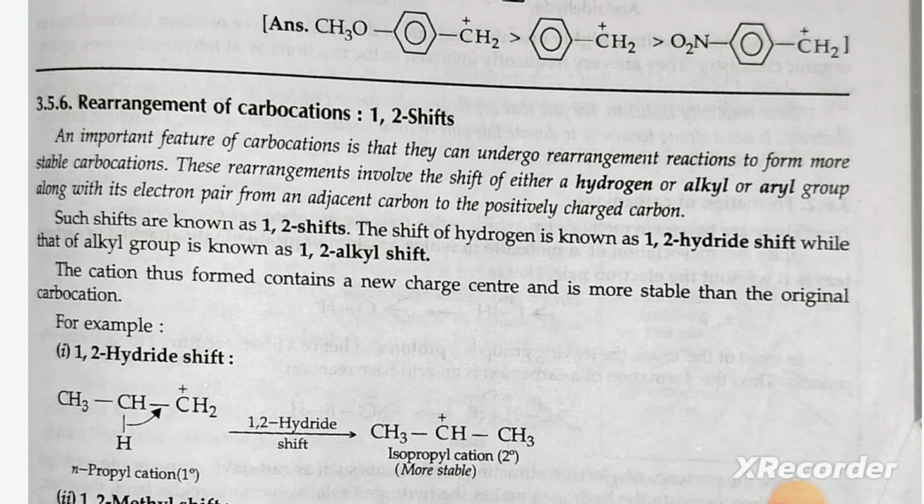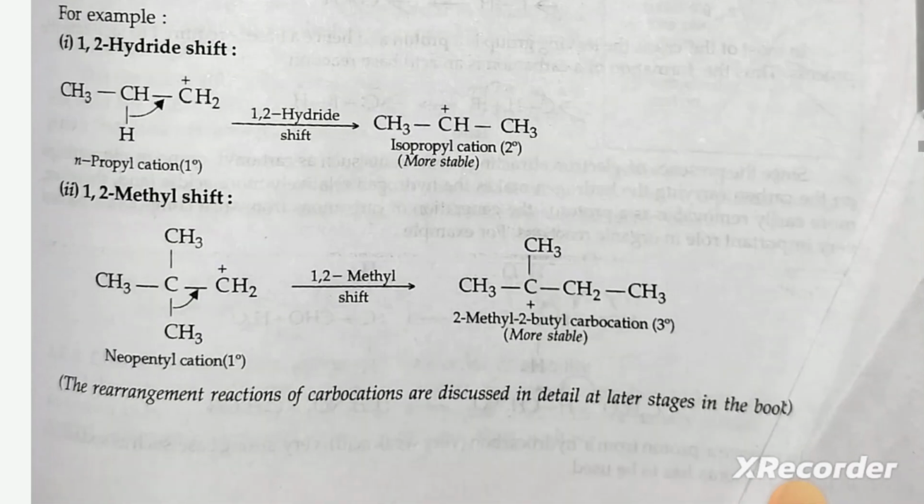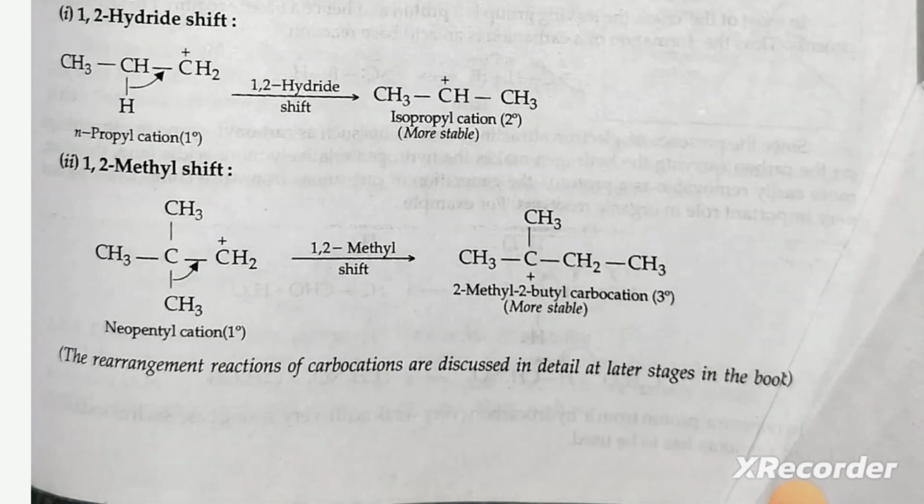For example, first, 1,2 hydride shift. N-propyl cation, 1 degree, gives rise to isopropyl cation, 2 degree, more stable, in the presence of 1,2 hydride shift. Second, 1,2 methyl shift. Neopentyl cation, 1 degree, in the presence of 1,2 methyl shift gives rise to 2-methyl 2-butyl carbocation, 3 degree, more stable. The rearrangement reactions of carbocation are discussed in detail at a later stage in the book.